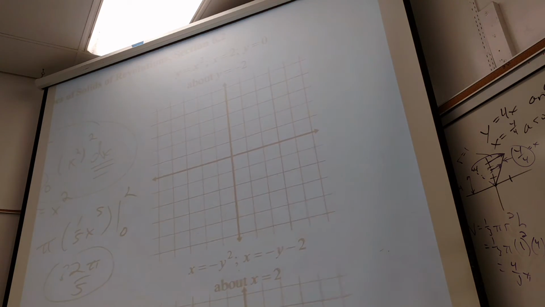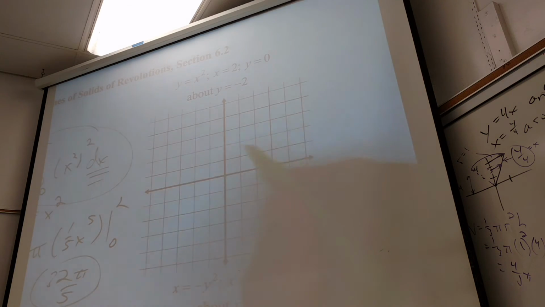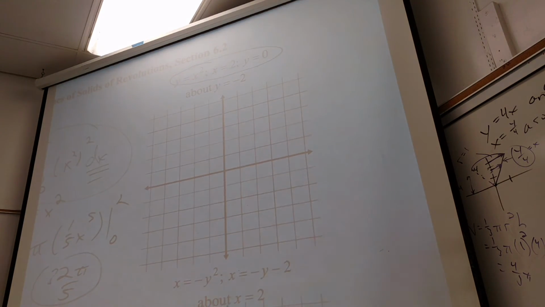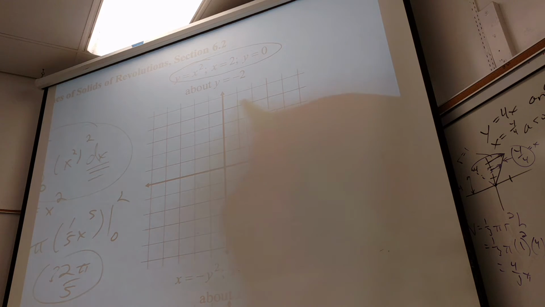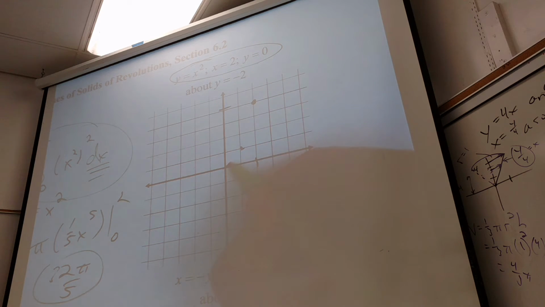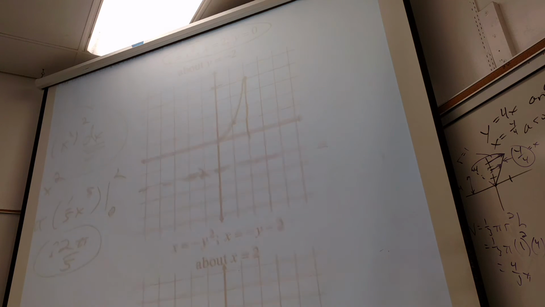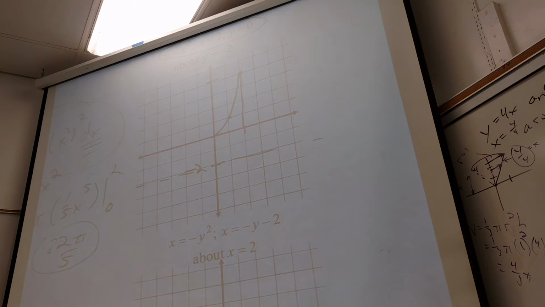Let's try to squeeze in one more. Let's see what happens. You guys are fading. Sorry. So I've got the same exact region. Now I'm rotating around y equals negative 2. So I'm going around y equals negative 2.